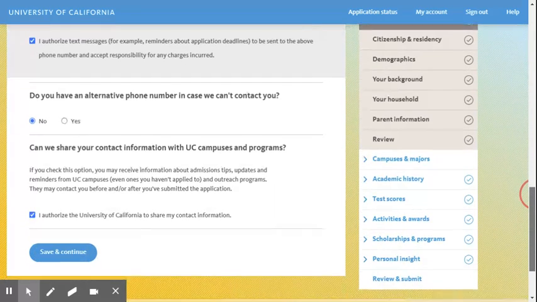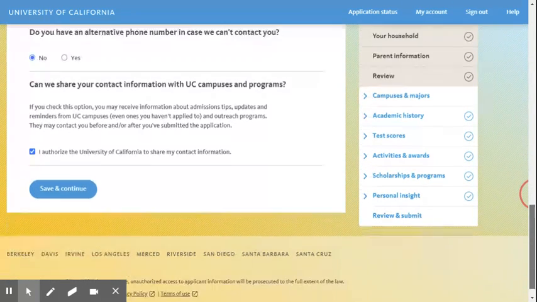Okay. And then, can we share your contact information with UC Campus System programs? I would also check that box because, say, for example, there are other programs like at UCLA. There's a lot of great programs that they'll offer you by email that you wouldn't know about unless you signed up for it or clicked on this box. So just want to make sure that you do that.